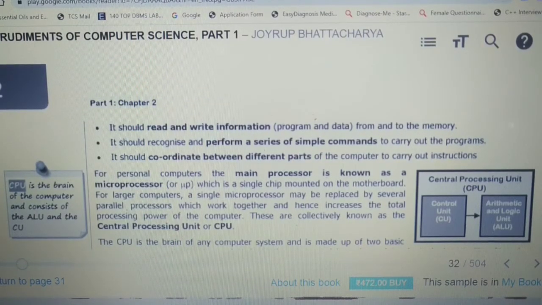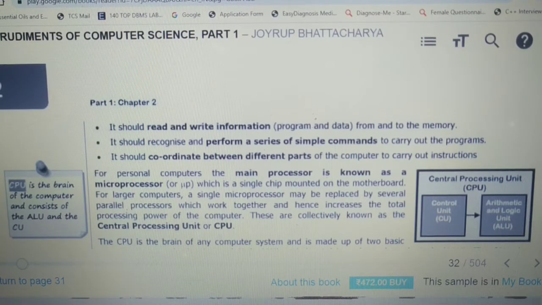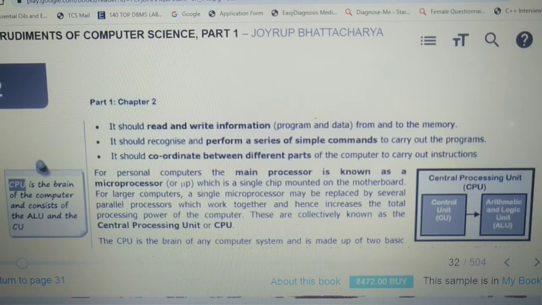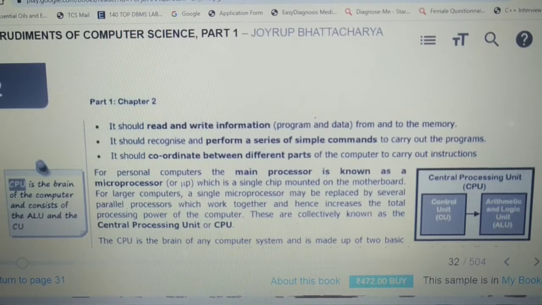Okay, so the first component is the control unit, that is CU. Another one is the arithmetic and logic unit, that is the ALU. Okay, so these are the two parts. One is CU and another one is the ALU. Okay, so what kind of functions are taken care of by the CPU? What functions will it perform?